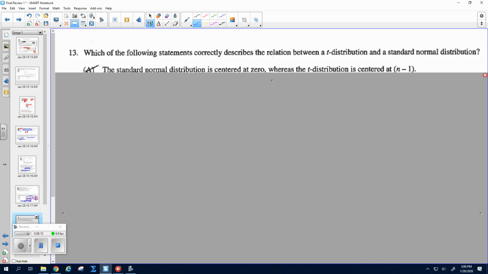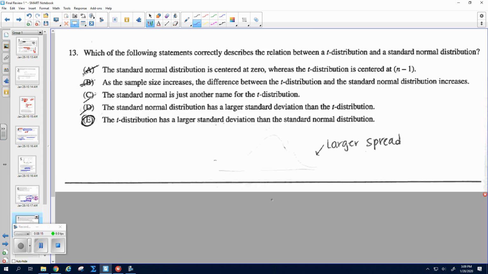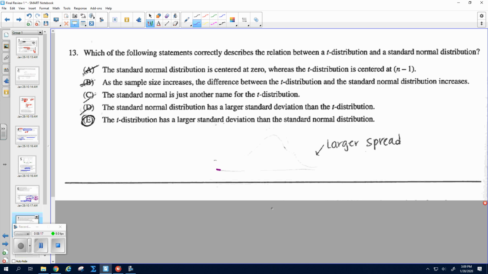All right, number 13 is E. So remember, the normal distribution has less area in the tails. The T distribution has more area in the tails, which means there's a larger spread because there's more points further away from the mean. So the answer is E.